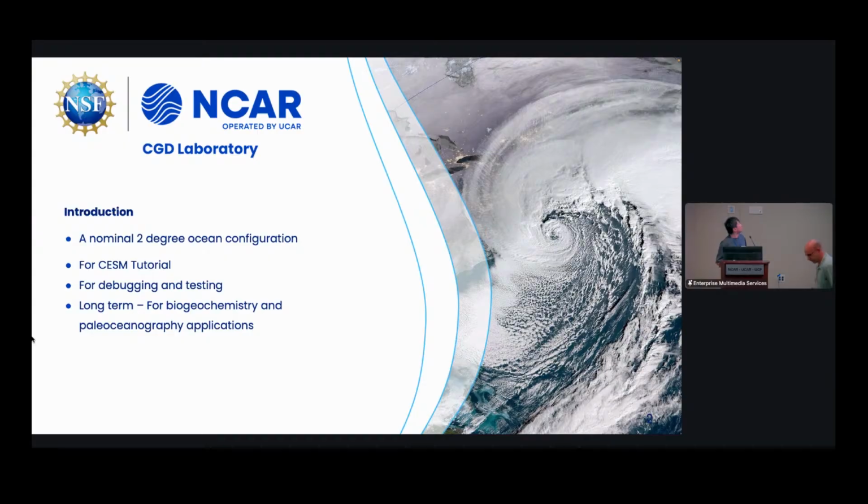Okay, so the model that we developed is a 2-degree nominal resolution configuration. The original motivation for developing this model is for the CESM tutorial that will take place next month. We just want to provide students with a model that can run very fast and takes relatively little resources. But it also has the potential for fast debugging and testing for future model development.